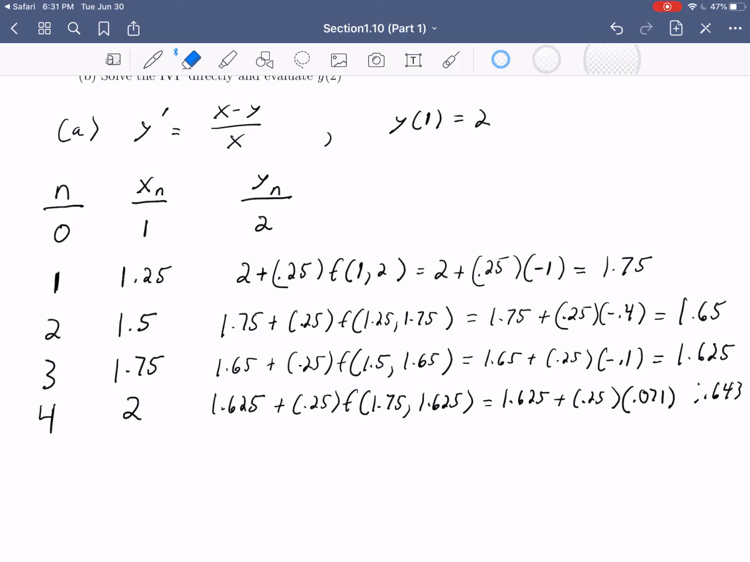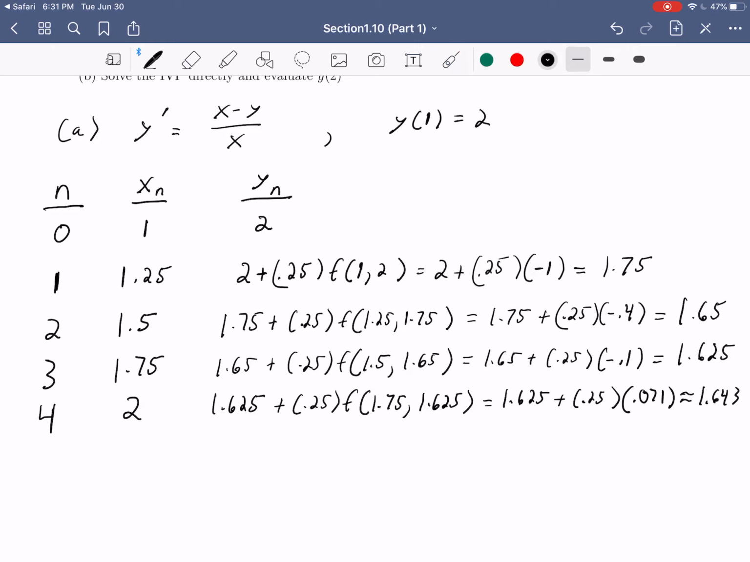And again, that is just an approximation, especially since I started rounding there. So that's approximately 1.643. Okay, so my approximation tells me that at x equals 2, my solution curve is at about 1.643. Notice it was sort of interesting, right? The first couple steps, our population or our y value was declining from 2 to 1.75 to 1.65 to 1.625, but then right at the end it sort of peaked back up a little bit.